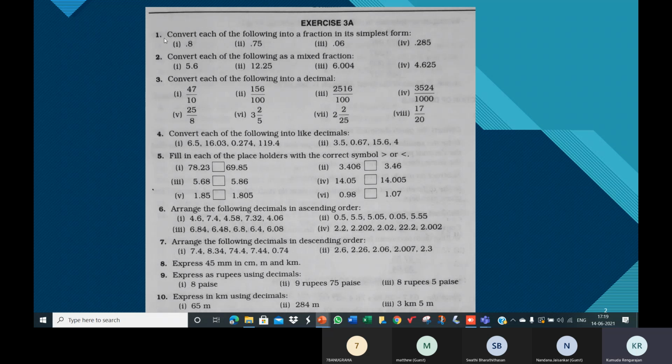Okay. Somebody tell me the answer for 1, 4. For question number 1, fourth subdivision: what is the fractional form of 0.285? Fraction in the simplest form for 0.285. What's the answer?